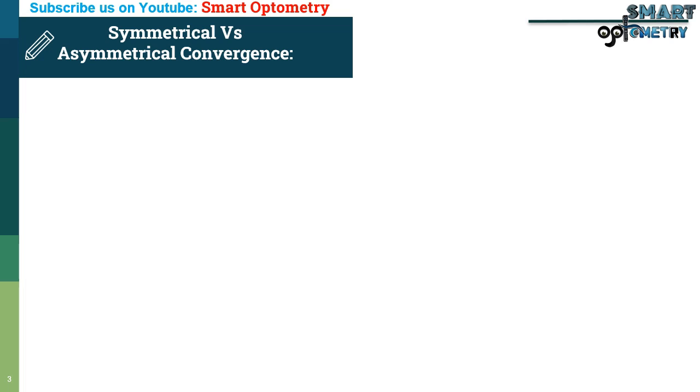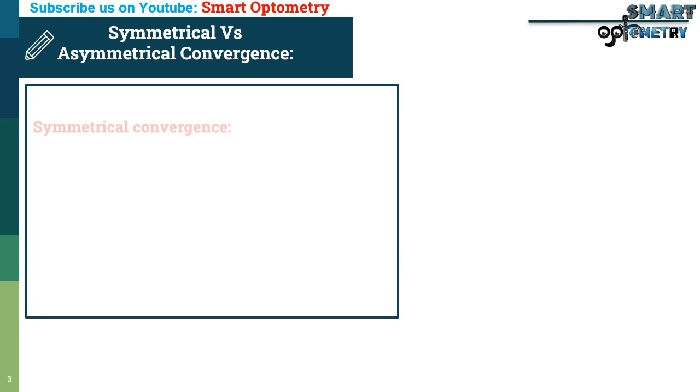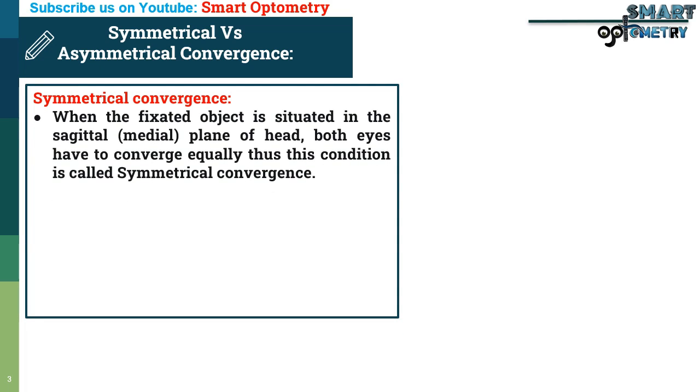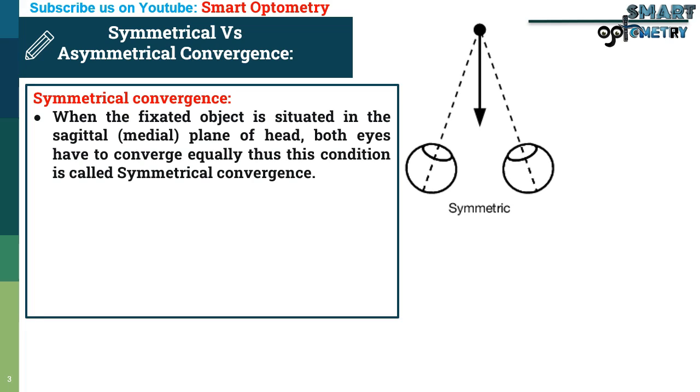Symmetrical versus asymmetrical convergence. Symmetrical convergence. When the fixated object is situated in the sagittal or medial plane of the head, both eyes have to converge equally, thus this condition is called symmetrical convergence. Here in this figure you can see this is the sagittal or medial plane of the head and the object is situated in this medial plane. So both our eyes need to converge an equal amount so that the fovea of both eyes get stimulated.